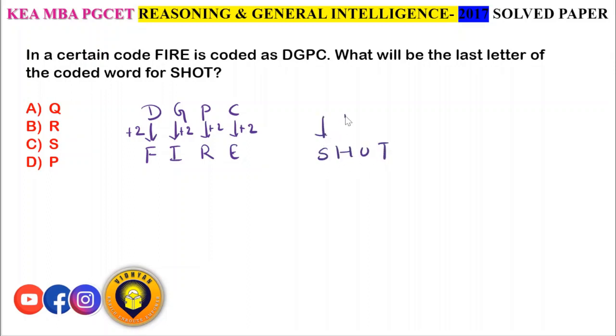Short. Okay. You have to find the coded word for short, that is the last letter. So which letter, if you do plus 2 for that, you will get T, which means if you go two steps ahead, you will get T. So that will be R. For R, if you do plus 2, that is S and T, you will get T. So the answer here is R. Okay, option B, R is the right answer.